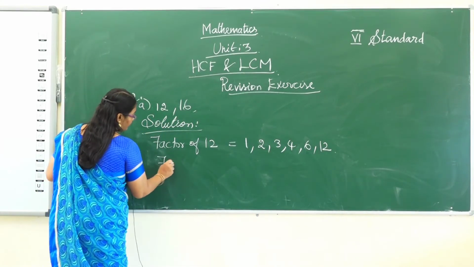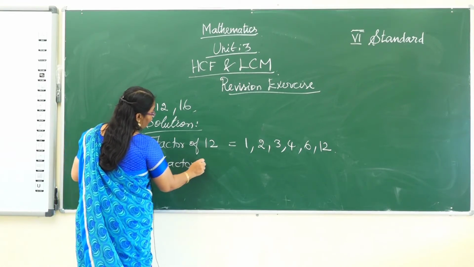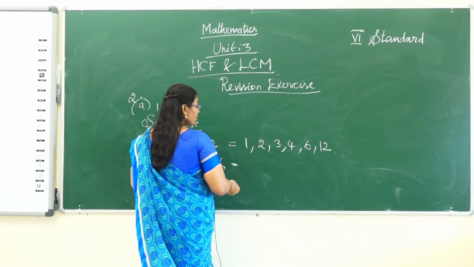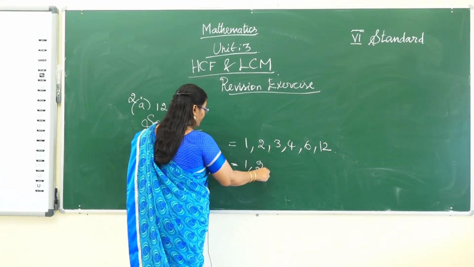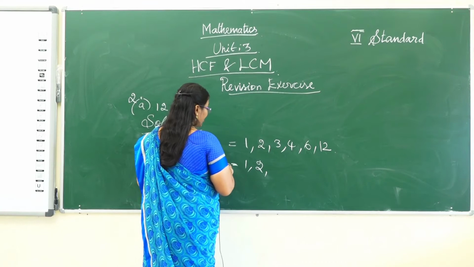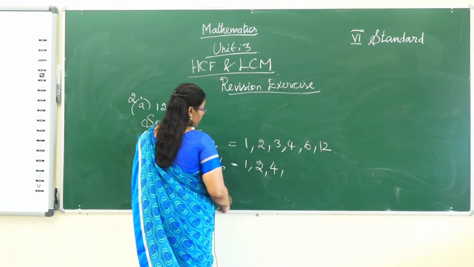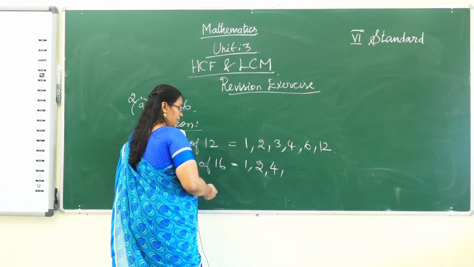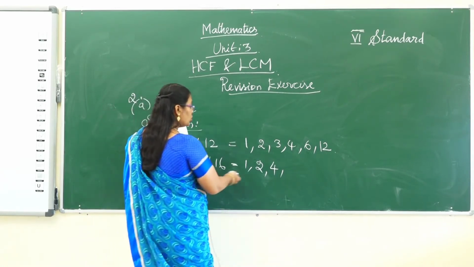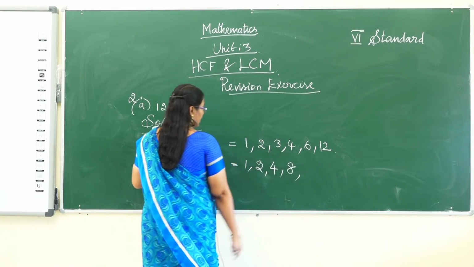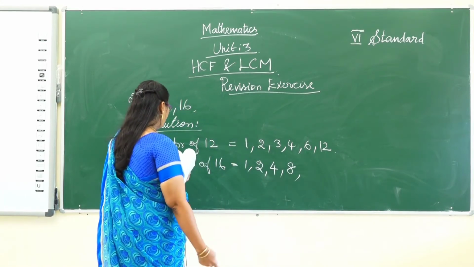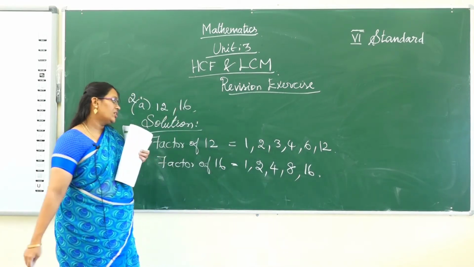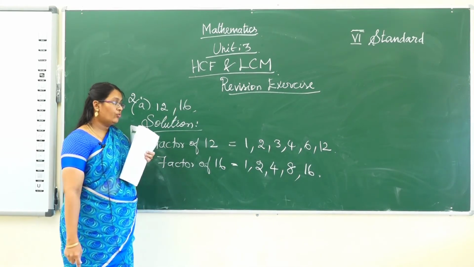And then factors of 16. Which are the numbers that divide 16? 1, 2, 3 is not possible, 4, 5 is not possible, 6 not possible, 7, 8. 8 twos are 16, and then finally 16 table. So which are the factors of 16? 1, 2, 4, 8, 16.